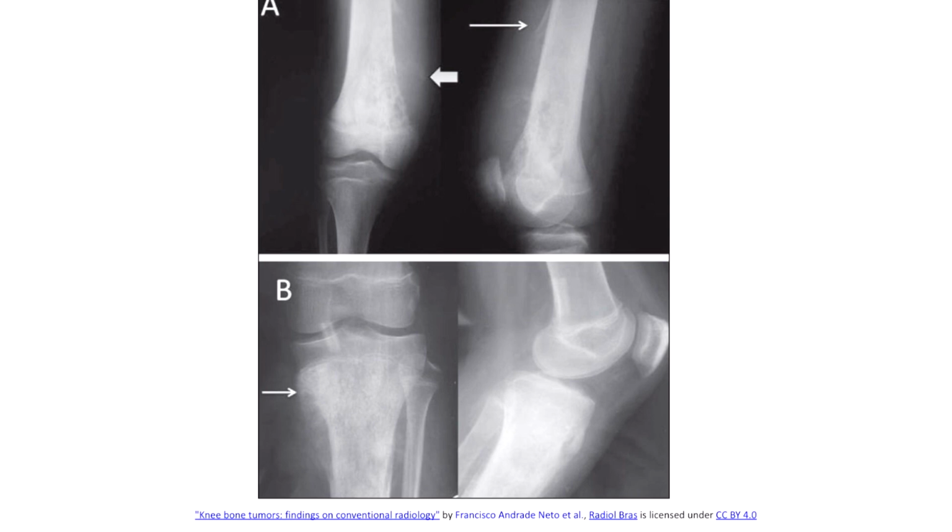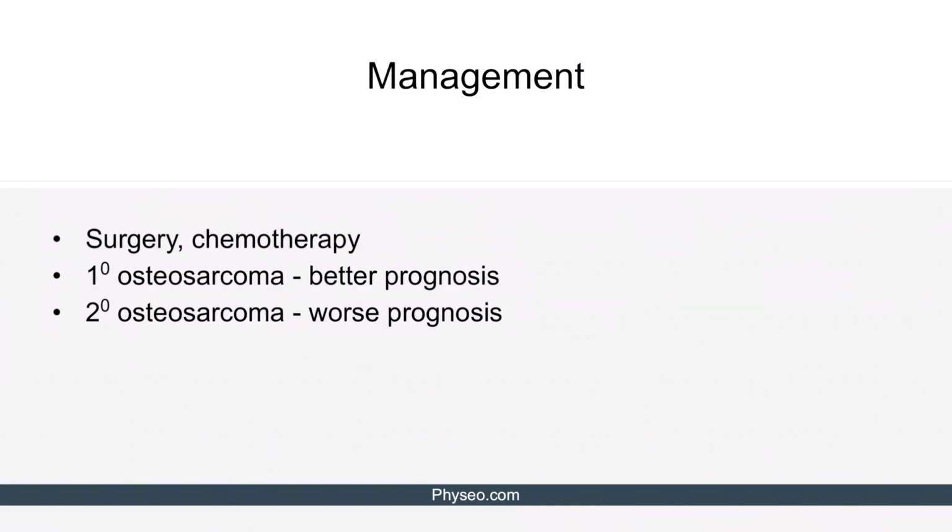Here is an image which highlights Codman triangle, we can see that right here, as well as the sunburst pattern, which we can see right here. Management of osteosarcoma may include both surgery and chemotherapy depending on the stage of the tumor. It's worth mentioning that primary osteosarcoma has a better prognosis than secondary osteosarcoma.